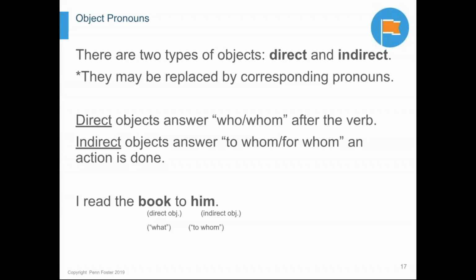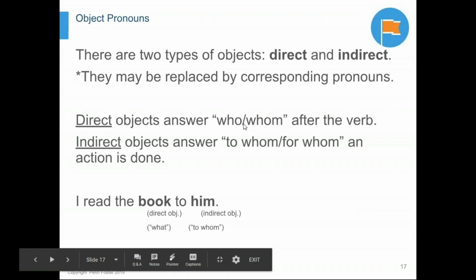And just to clarify one thing, it looks like there's a slight typo on the direct. In the direct, it should say whom or what, not who or whom. I apologize about that. So in that example below, the book answers what is being read. So the book is the direct object of that sentence. It can be replaced by a pronoun, which we're going to discuss on the next slide. And since it's being done to him, it answers to whom it's being read, he would be the indirect object in that context.